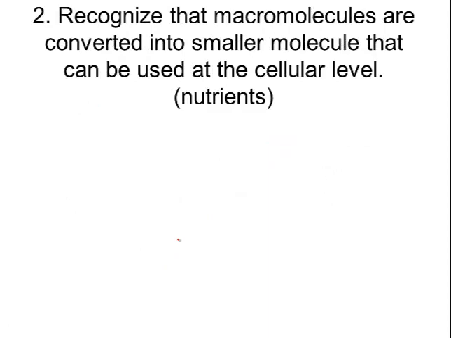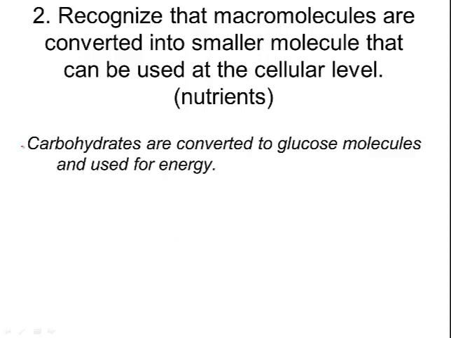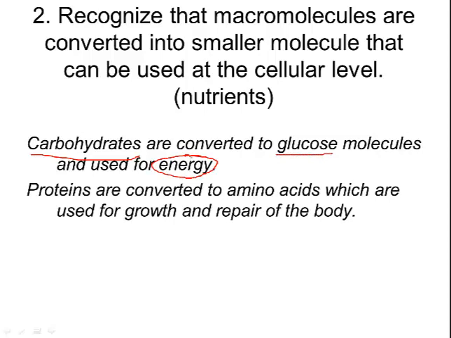Okay. Now recognize that macromolecules are converted into smaller molecules that can be used by the cells. These are your nutrients. So carbohydrates are going to get converted into our individual glucose molecules, and they are used for energy. Proteins are going to get converted into amino acids, and we can use proteins, these amino acids, for various things like growth and repair of the body.